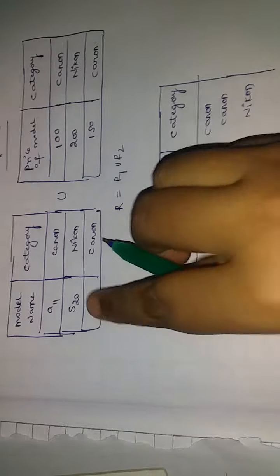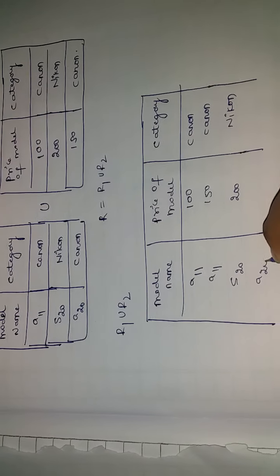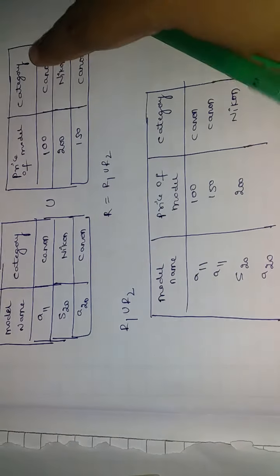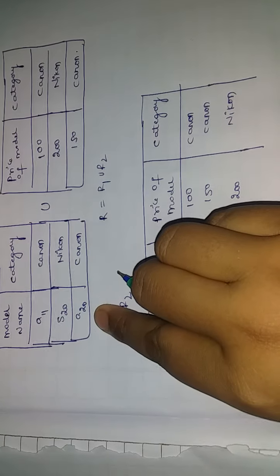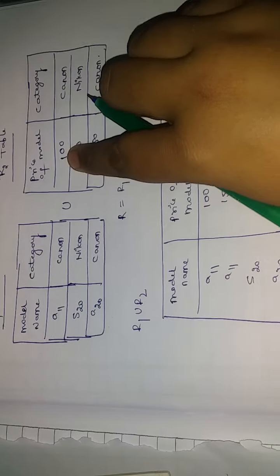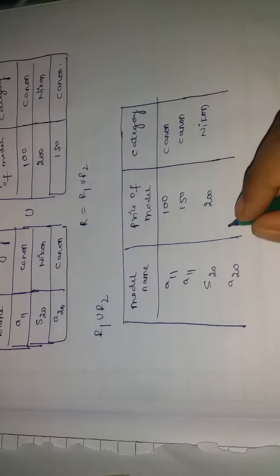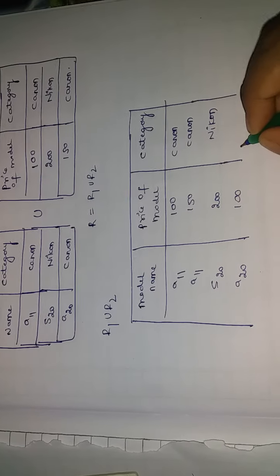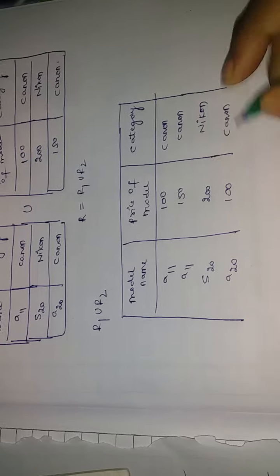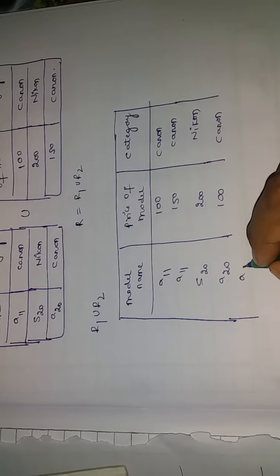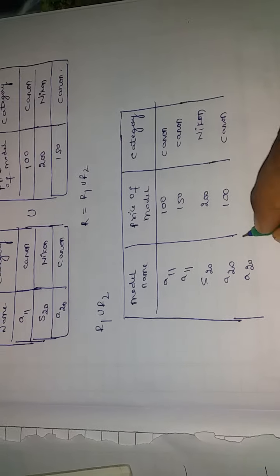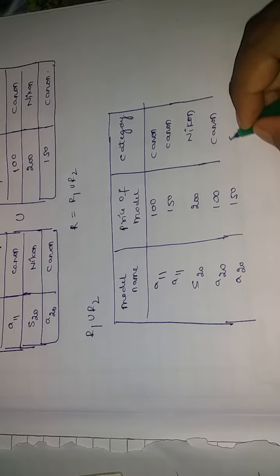Okay, and again A20. A20 Canon, two are there. Here model name is A20. We don't know the price of a Canon is 100 or 150. We have to combine two. First one 100 is Canon. A20, 150 is Canon. Okay, Canon.